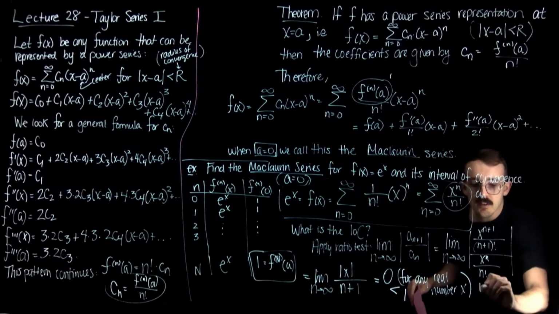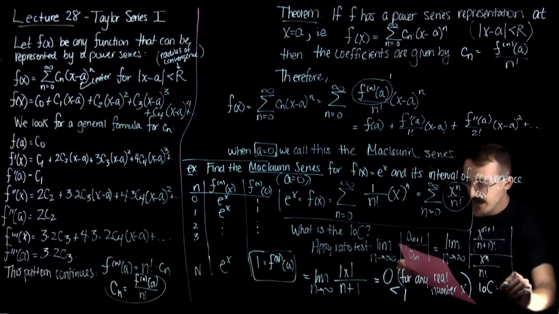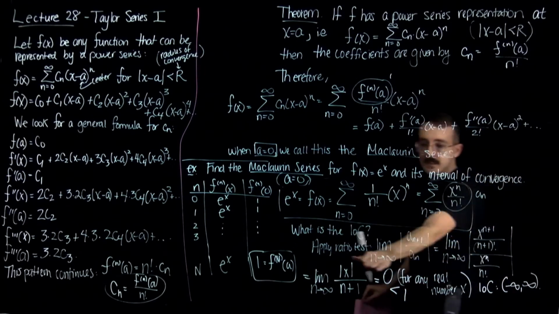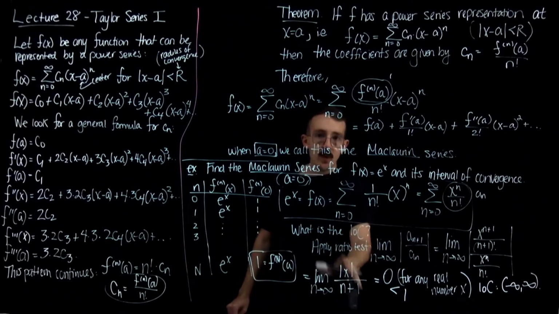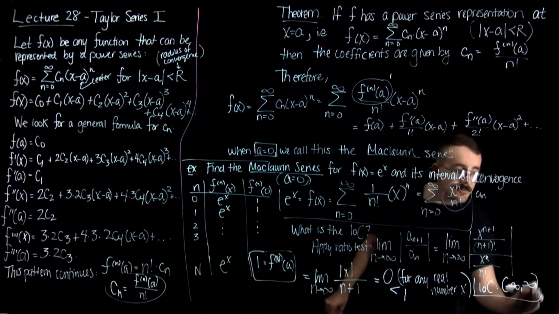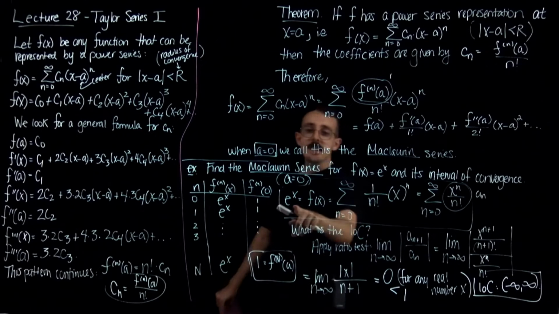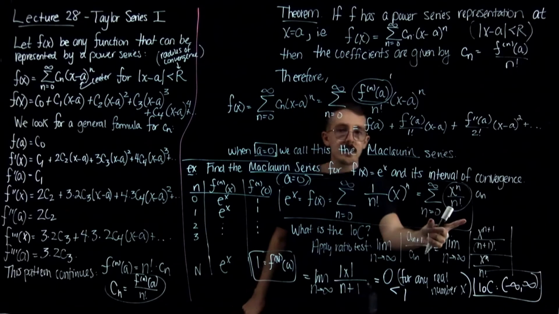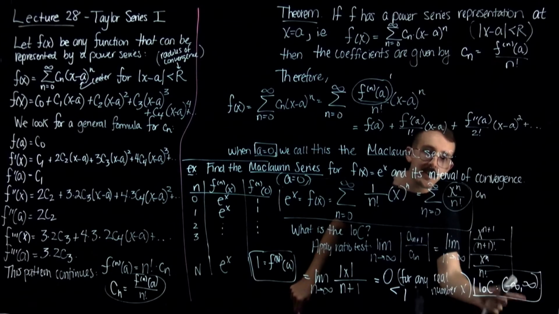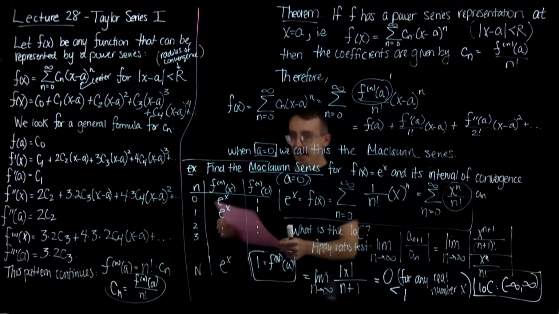So it means our interval of convergence is going to be from negative infinity to infinity. Because no matter what x is, this will always be less than 1. Using the ratio test, we know that it will converge absolutely. So not only do we know that e to the x has this series representation, but it's valid for every single x value you give me, all real x values.